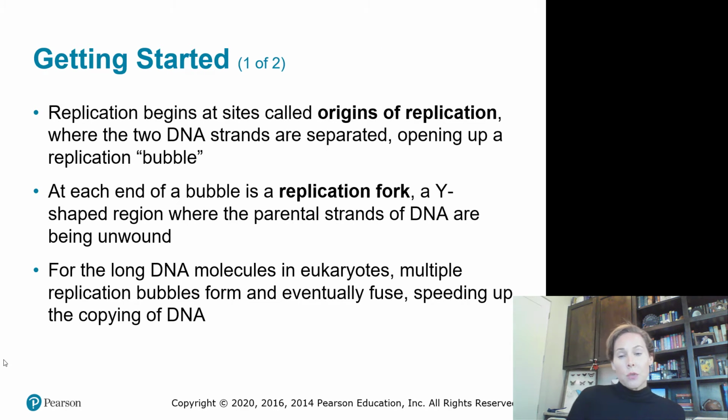So replication will begin at a spot that's called the origin of replication. And basically the two DNA strands will separate and it makes a little bubble. And then at the end of each bubble is a replication fork, a Y-shaped region where it's separated and the DNA is unwound. For the long DNA molecules in eukaryotes, multiple bubbles form, and so this speeds up the replication process.